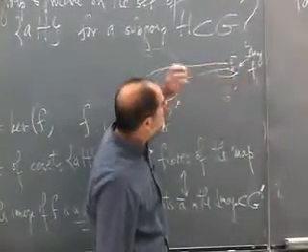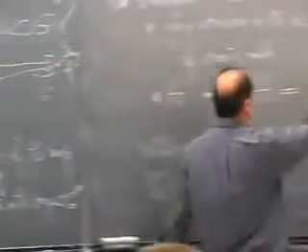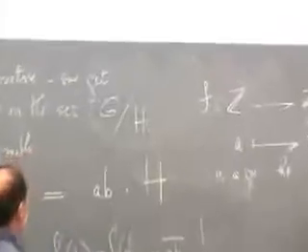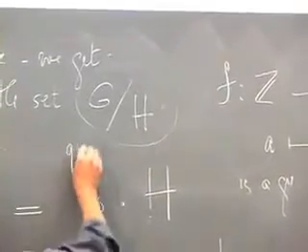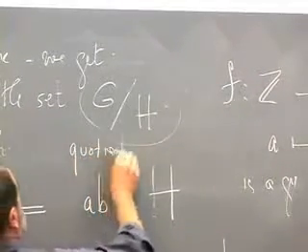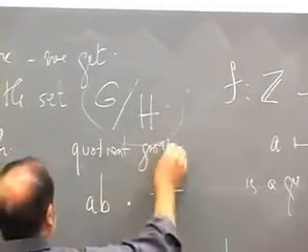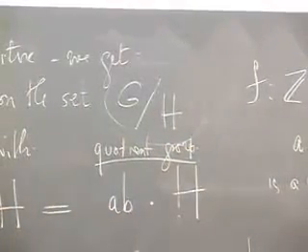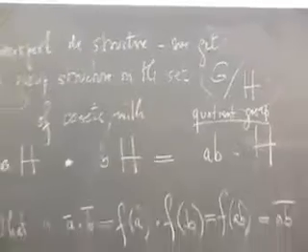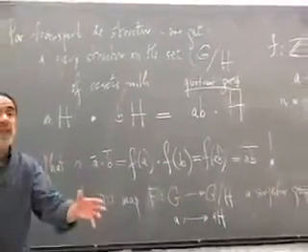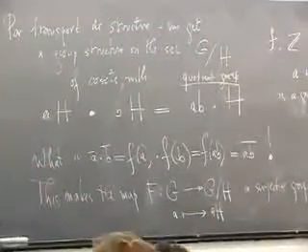the image, we can make the set of cosets, which is denoted like this, into a group which is called the quotient group. And the multiplication law looks like this. And if you think about what we did for Z mod NZ, it's a similar multiplication law.